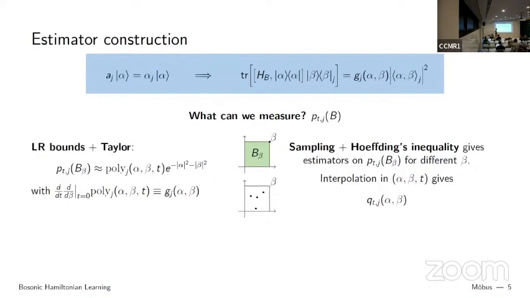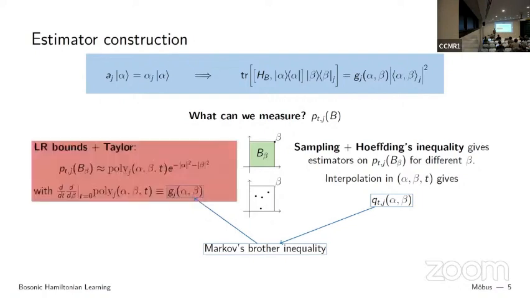And now we want to connect this polynomial to G, which is then done by Markov's brothers' inequality, which shows us that if these two are close, we know that the derivative of this is close to the derivative of this. And this is what we want. But now we have a problem.